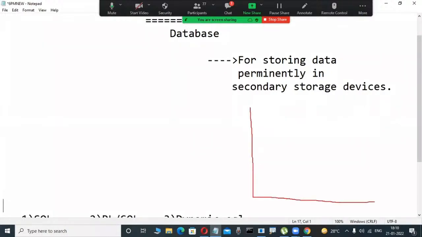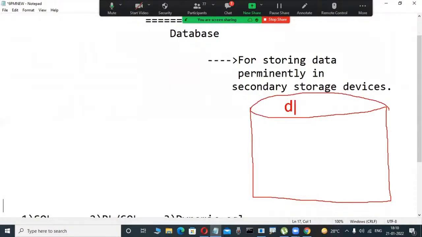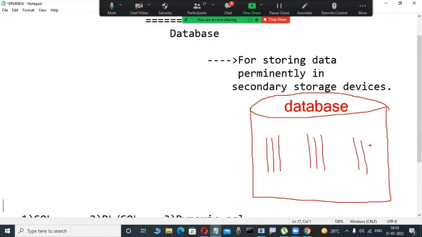These relational databases do not store a random collection of data. They only store a structured collection of data. Yesterday I told you, suppose this is an Oracle database. Database means some place, and a structured collection of data is stored in this place, in an organized fashion.